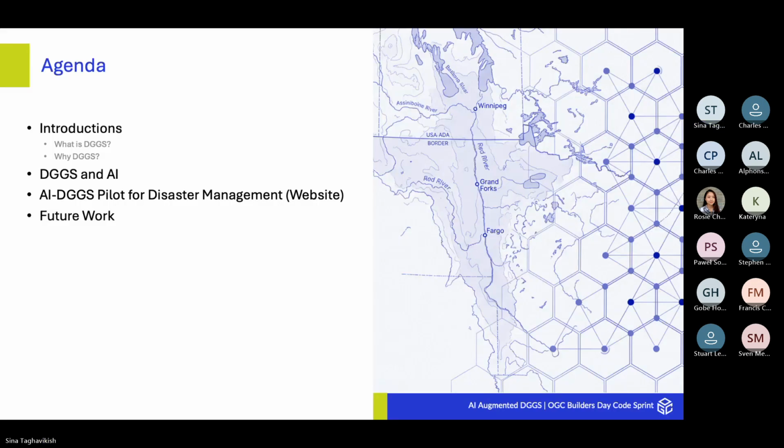If I want to go into this topic, I always need to give an introduction to what DGGS is, and the why and when about the DGGS. So why it was important at the time and why it's more important these days. Then I'm going to talk about the synergy between the DGGS and AI. I'll show you the link for the website of the Ai-Dggs pilot, which I strongly recommend you take a look at if you get a chance. And the future work is the main topic of my discussion for today, really.